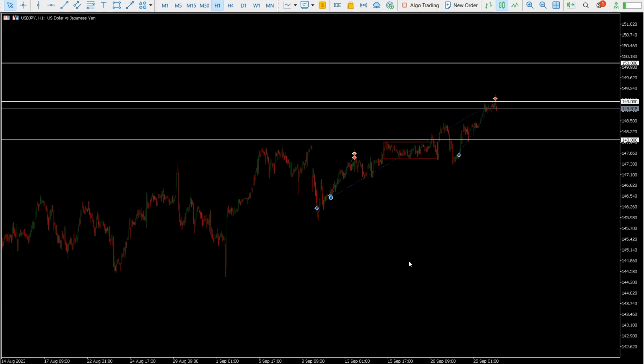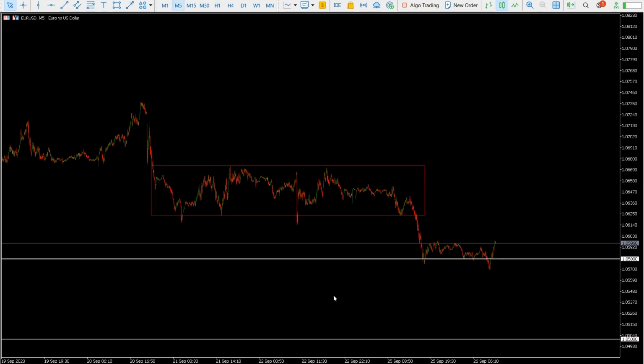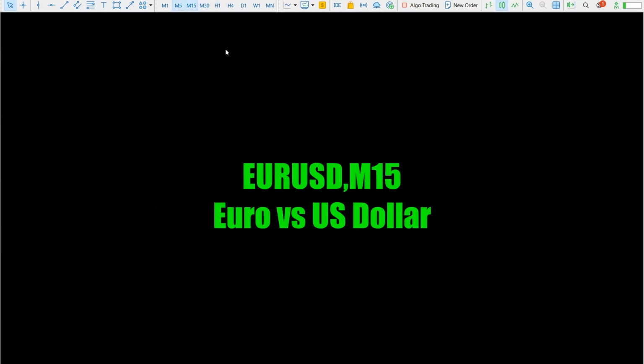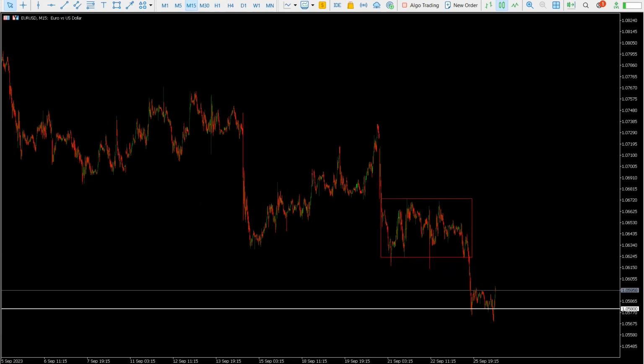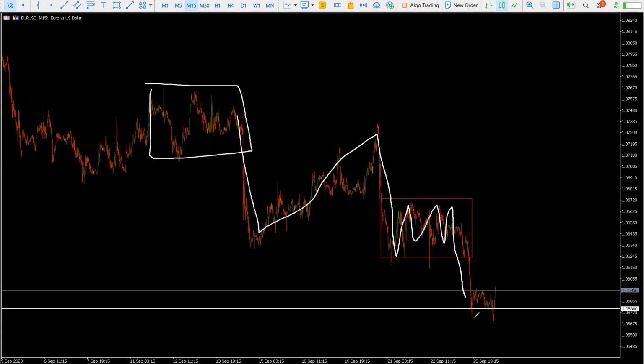Let's go for euro analysis now. All right. See how it goes. Here it's a good box, break, come back, break, box, break, come back. Probably gonna go down.